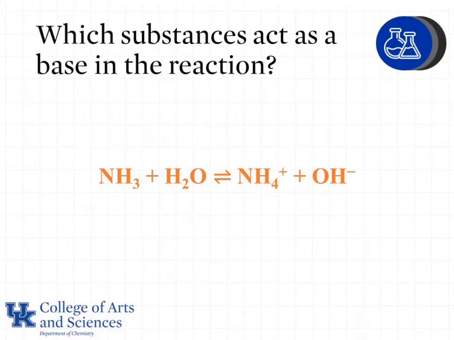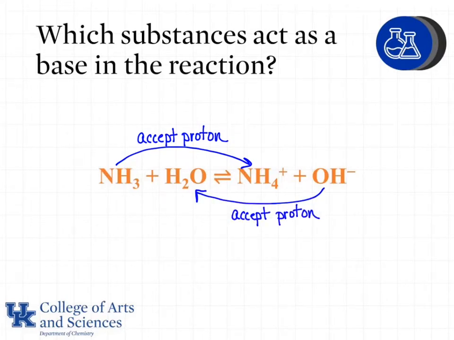Which substances act as a base in the reaction? When we look at NH3, we see it's willing to accept a proton to form NH4 plus. NH3 gains a hydrogen and a +1 charge, so they differ by a single proton. OH minus accepts a proton to form H2O. We look at this in the context of a reaction to see how something is behaving, whether it is accepting or donating a proton, to determine whether it's a base or an acid.